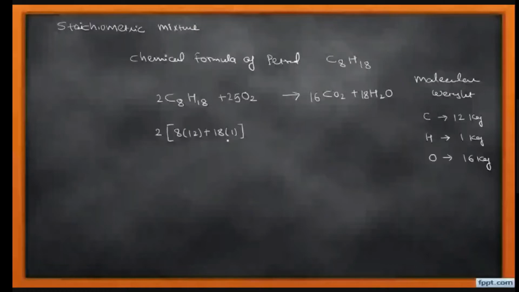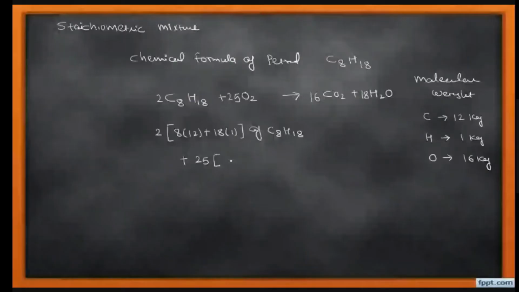This is the kg of gasoline, that is C8H18, plus 25 moles of O2, and O2 means 2 atoms having 16 each, so that much kg of O2 is there. Here it is also in kg. So these are the reactants.